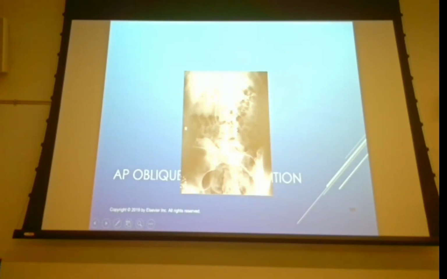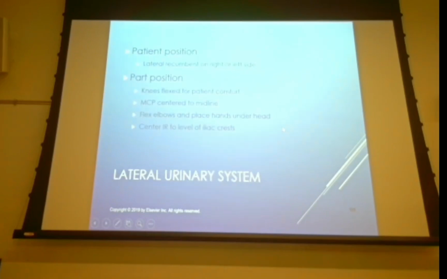So your obliques, you see these things right here, these shadows? Those are your compression devices. Again, the purpose for that is to keep the contrast up into the kidneys. Just slow the flow a little bit. Don't do a whole lot of laterals.